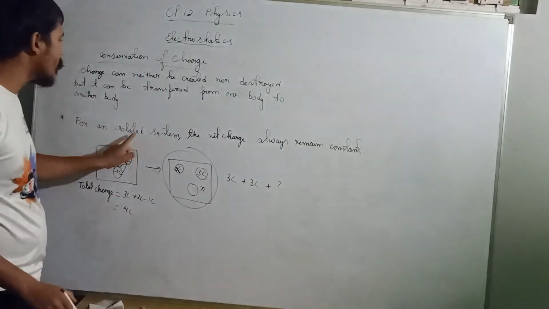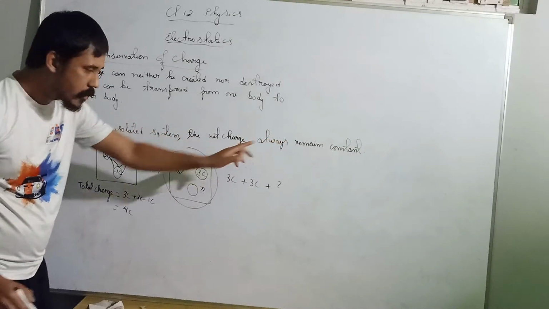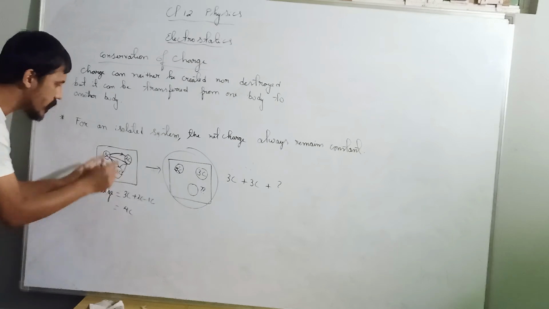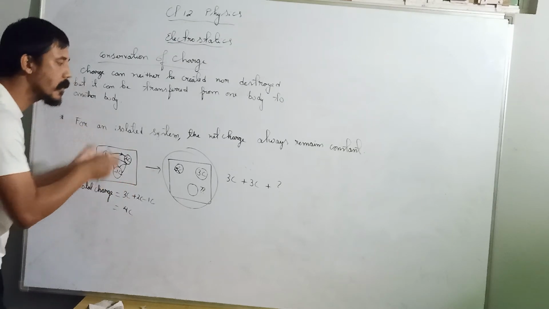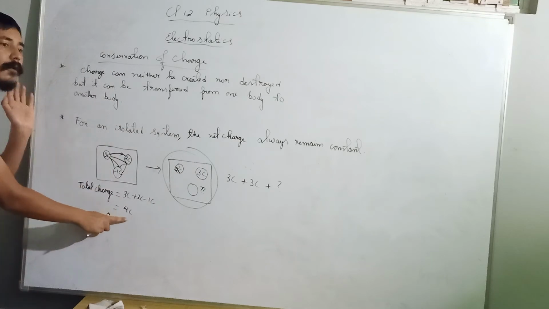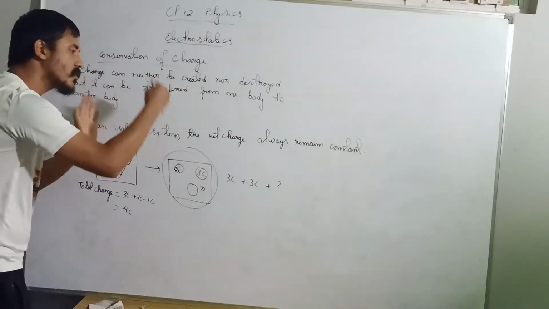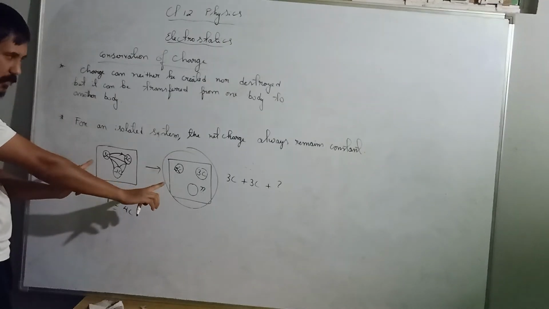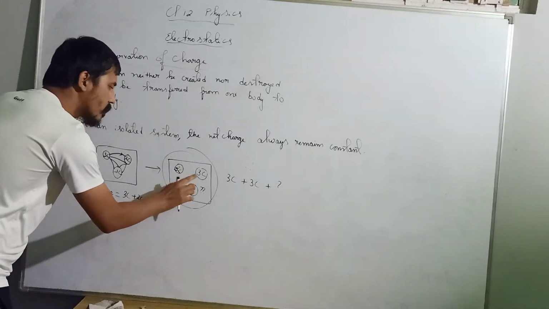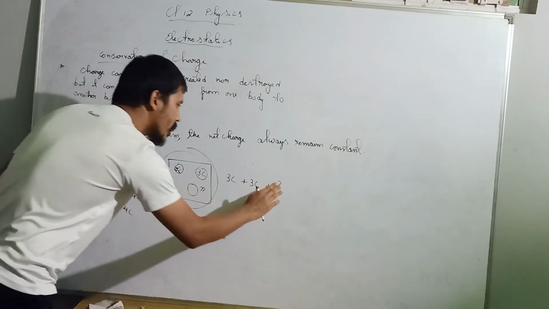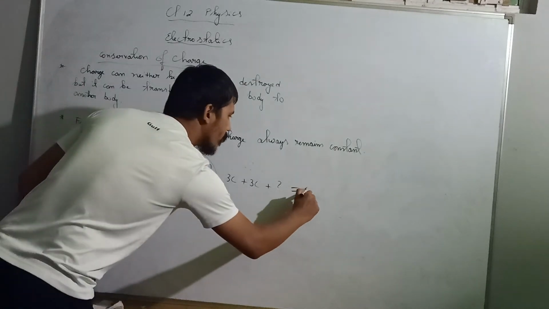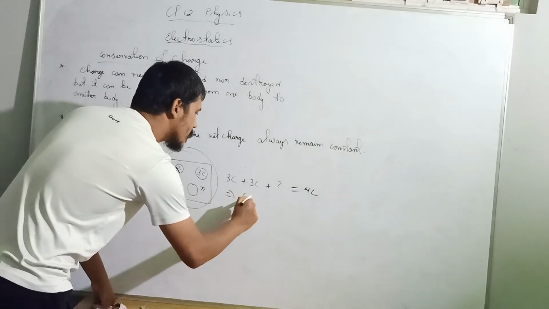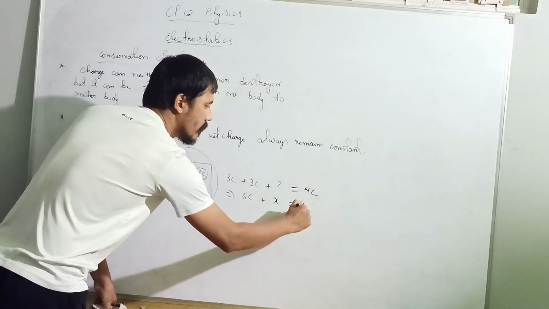But for an isolated system, the net charge always remains constant. So what will be the net charge of this system? 4 coulomb. Because the net charge always remains constant. Are you getting me? So the algebraic sum of these 3 charges should give you 4 coulomb. In that case, 3 plus 3, 6 coulomb plus x unknown charge, equals 4 coulomb.